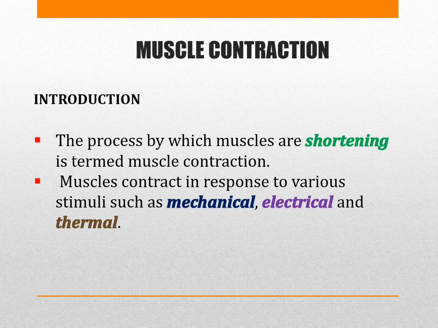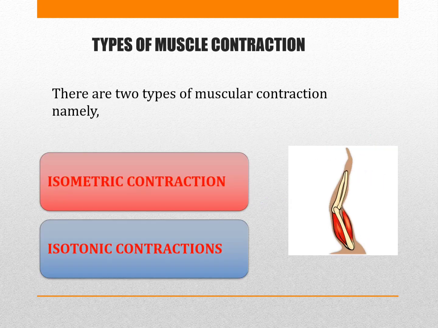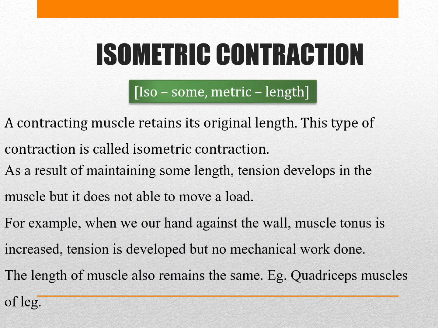Then muscle contraction. Muscle contraction means shortening of muscles. That is the process by which muscles shorten. Muscles contract in response to various stimuli such as mechanical, electrical and thermal. There are two types of muscle contraction, that is isometric contraction and isotonic contraction. Isometric contraction means, iso means same, metric means length.